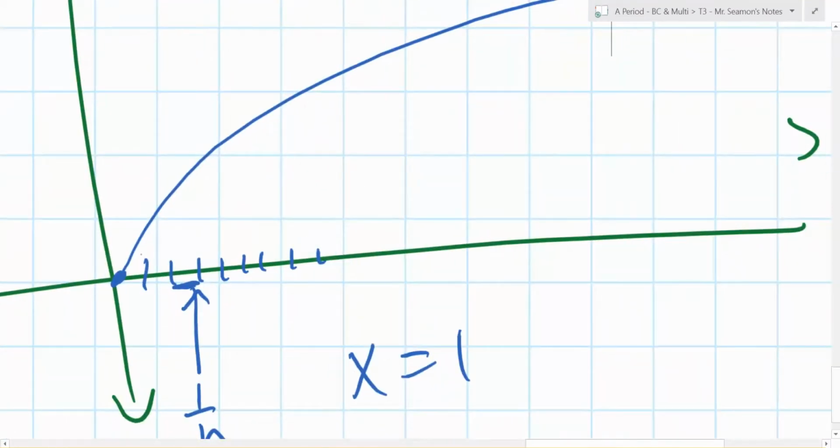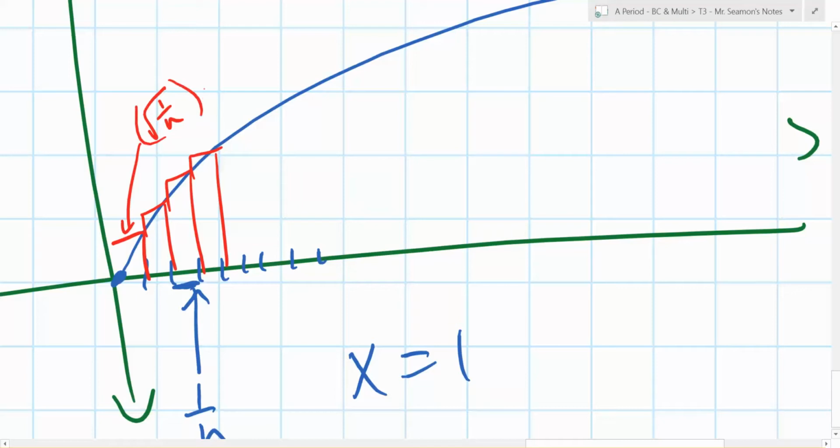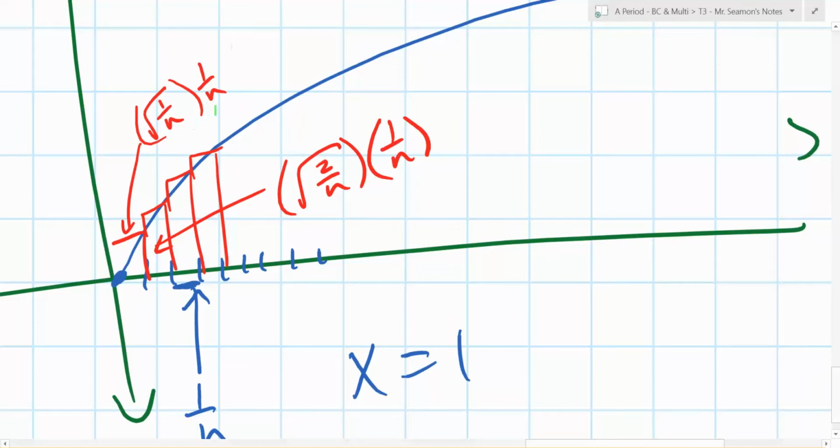So if we're going to write these rectangles, what does the first rectangle look like? There's the first one, there's the second one, and there's the third one, and there's the fourth one. What's the area of that first one? That is the square root of 1 over n, depending on how many intervals we have, times the width. What's the width of it? 1 over n. What's the area of the second one? The square root of 2 over n times 1 over n. Because what does the width stay every single time? It stays 1 over n.